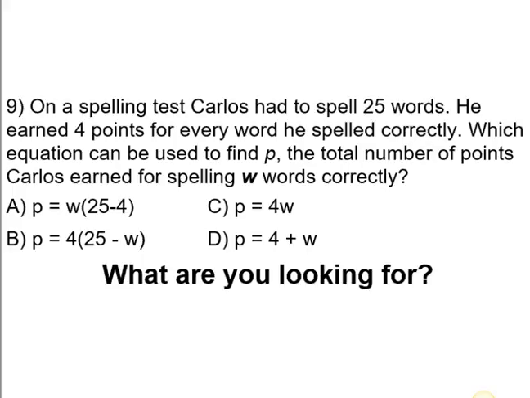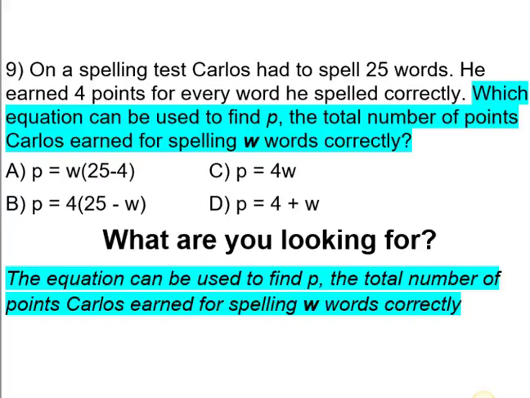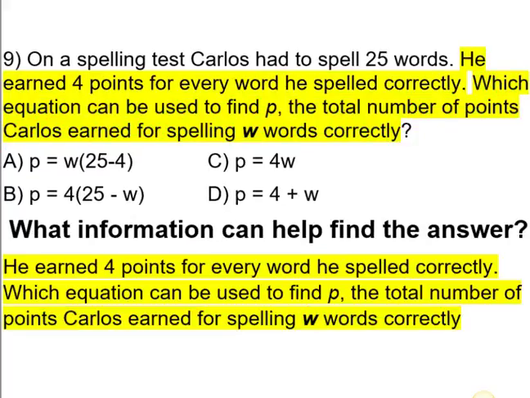We are looking for the equation that can be used to find P, the total number of points Carlos earned for spelling W words correctly. What information can help us find the answer? We know that Carlos earned 4 points for every word he spelled correctly. And also we are looking for P, the total number of points Carlos earned for spelling W words correctly.